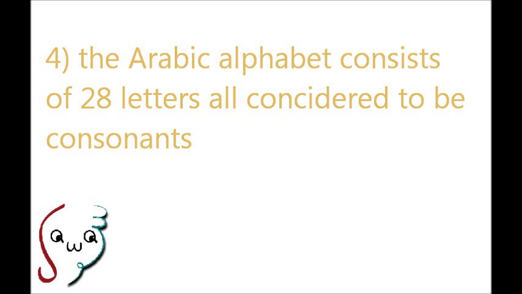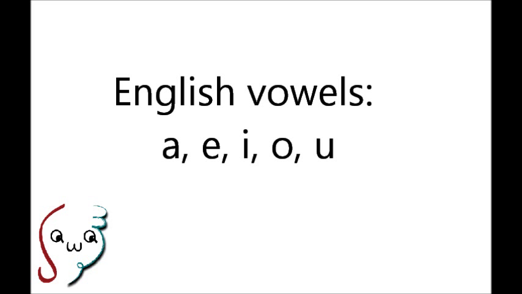I know, like in English, we have the vowels A, E, I, O, U, but in Arabic, all letters are considered to be consonants. Of course, we have a letter that sounds like an A or a letter that sounds like an U, but they are still considered consonants. And instead of vowel letters, we have vowel signs that are put on top of the letters, or we have just one that's put underneath the letter.